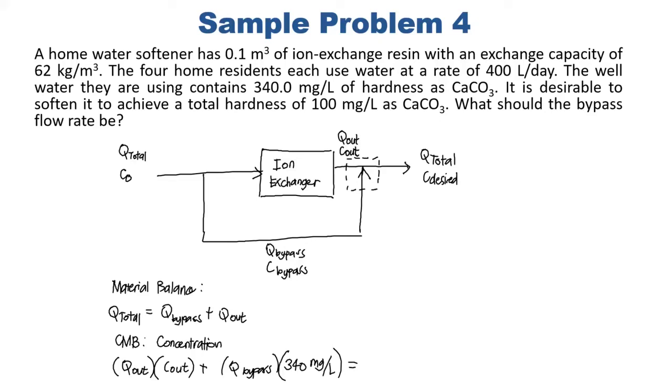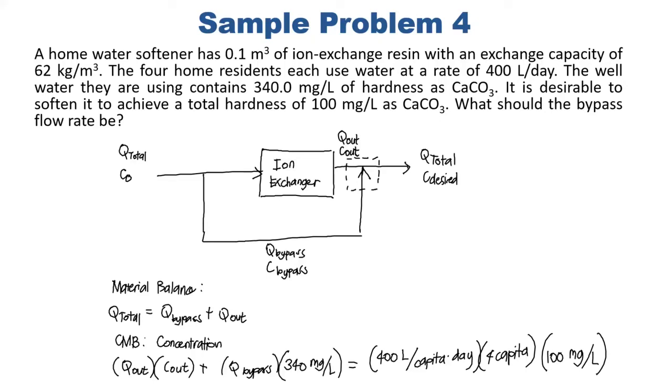It states in the problem that the 4 home residents each use water at a rate of 400 liters per day. So 400 liters per capita per day, and then we will multiply by 4 capita for the 4 residents times 100 milligrams per liter as calcium carbonate, since it is the total hardness. So 100 milligrams per liter.